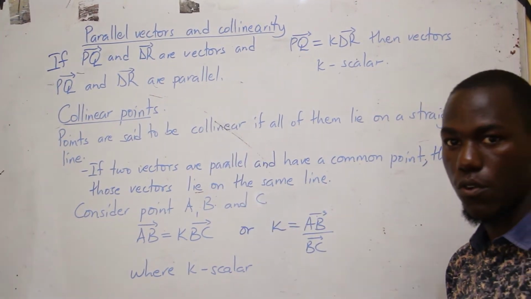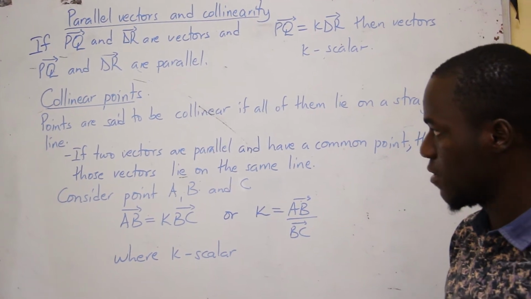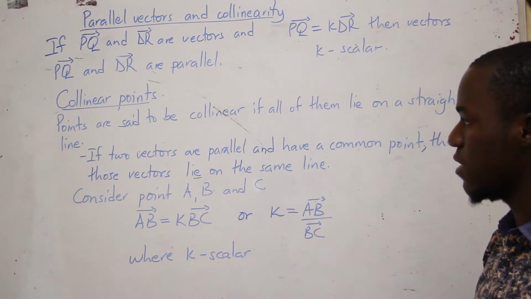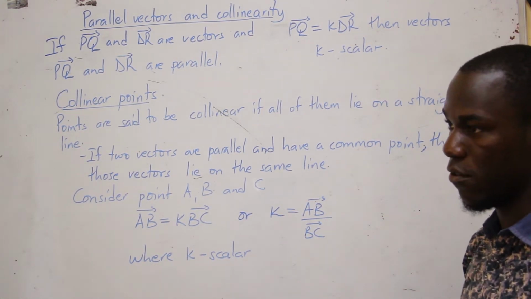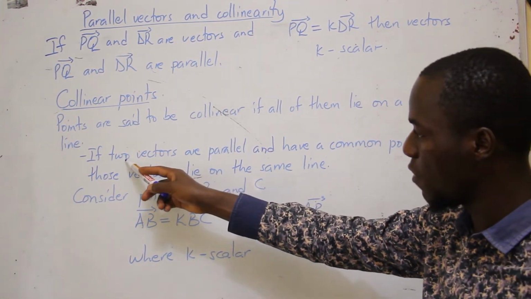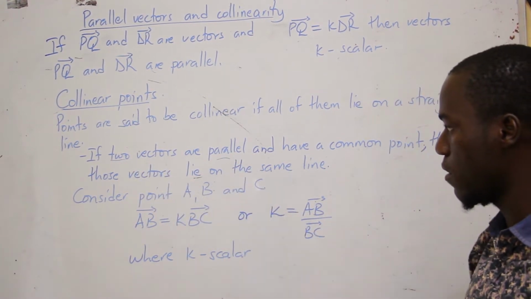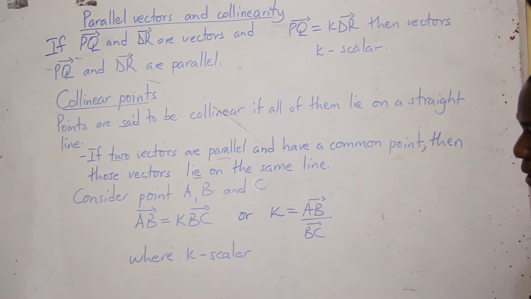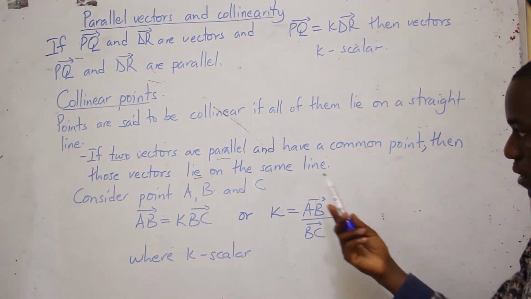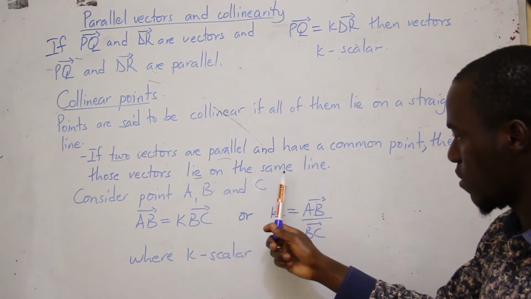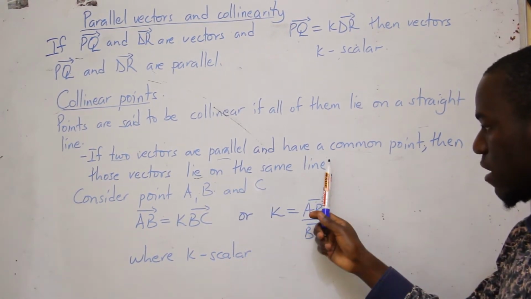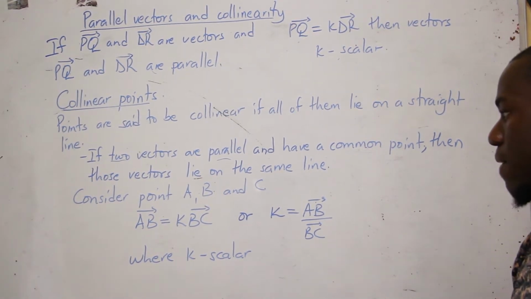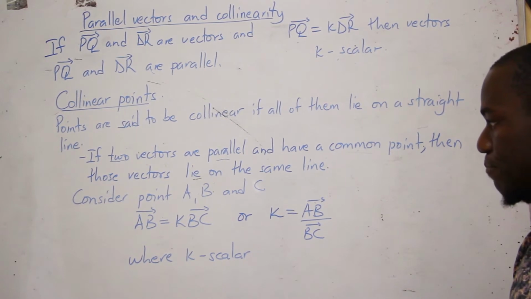Now, when we go to collinearity, points are said to be collinear if all of them lie on a straight line. So how do we prove that? We prove that if we have two vectors that are parallel and those two vectors have a common point, then that means those vectors lie on the same line, and therefore the points themselves become collinear.